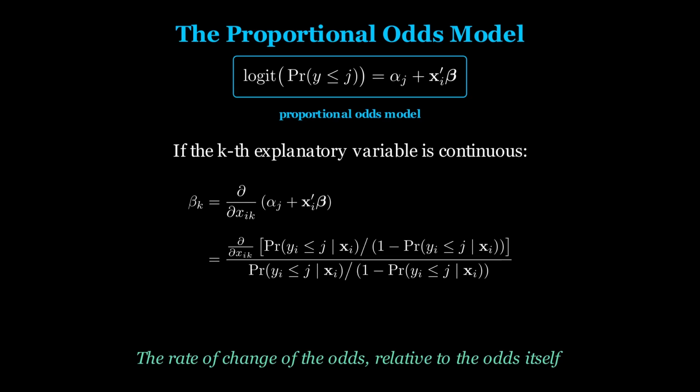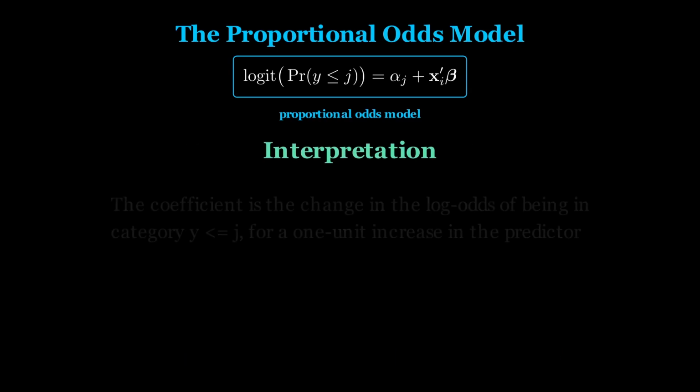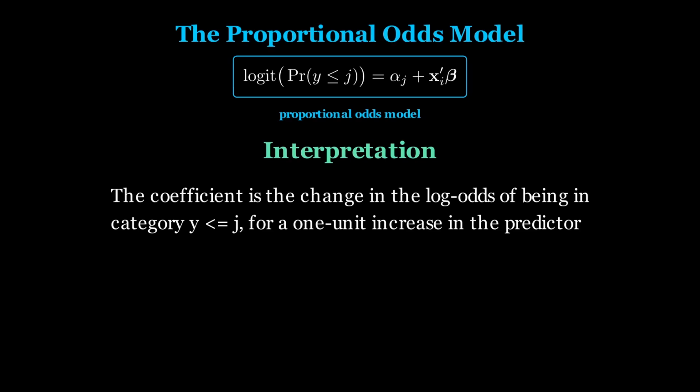So beta k is the rate of change of the odds expressed relative to the odds itself. In plain language, the regression coefficient represents the change in the log odds of being in category J or lower for a 1-unit increase in the corresponding predictor. And critically, that same beta applies at every cut point J. The predictor shifts all the cumulative log odds by the same amount, which is the proportional odds assumption. Let's see it in action with an example.